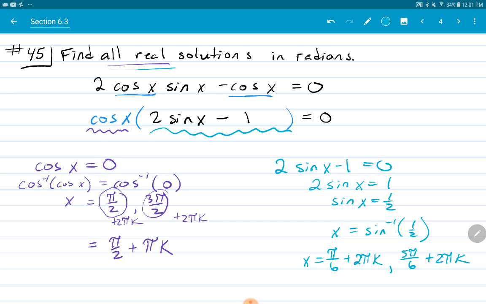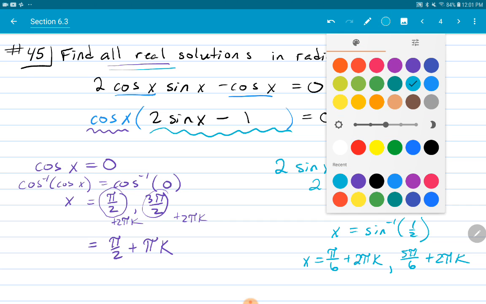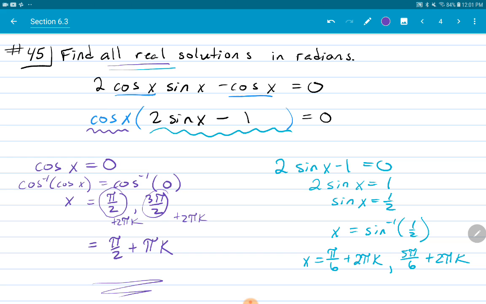So on the purple solution on the left, I just consolidated those two solutions for pi over 2 and 3 pi over 2 by adding pi, since that period is the same. And on the right, they're spaced differently, so I need to separate them out. So I end up with 3 solutions for x.